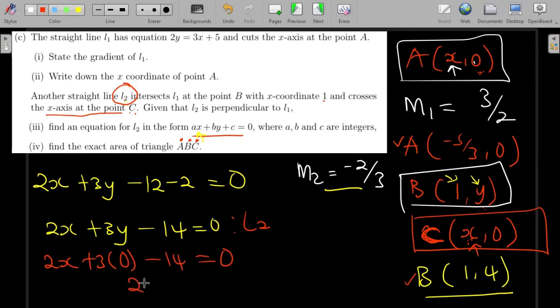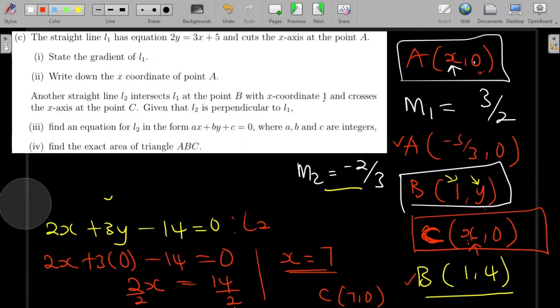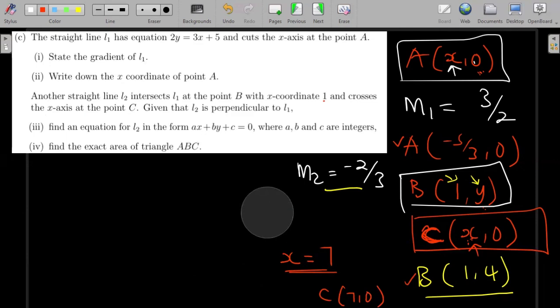So this will be 2x. We can take the 14 to the other side, so it will just be equal to 14. So we are going to divide this by 2, divide this by 2. It means what we are going to have there is x is equal to 14 over 2, which is 7. So the x coordinate at this point C will just be 7. So C will just be 7 comma 0. Once we have the coordinates of all the 3 points, then we can go on now and find the area.